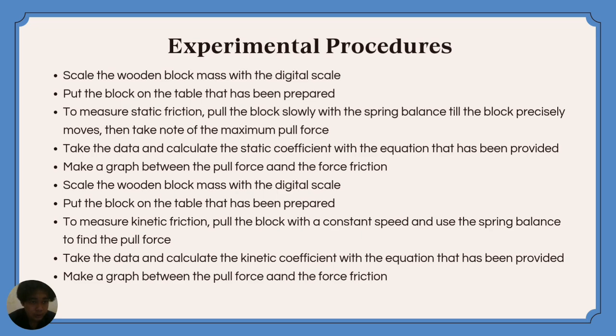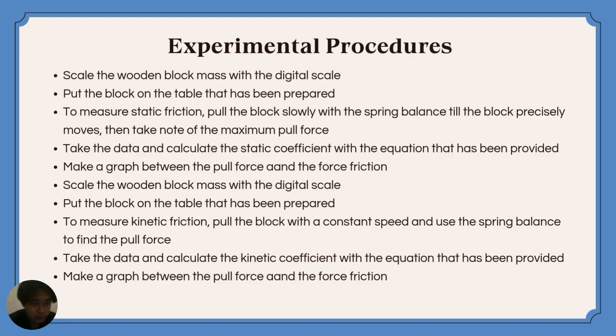Experimental procedure. 1. Scale the wooden block's mass with the digital scale. 2. Put the block on the table that has been prepared. 3. To measure static friction, pull the block slowly with the spring balance until the block just moves. Then take note of the maximum pull force. 4. Take the data and calculate the static coefficient with the equation that has been provided. And 5. Make a graph between the pull force and the friction force.